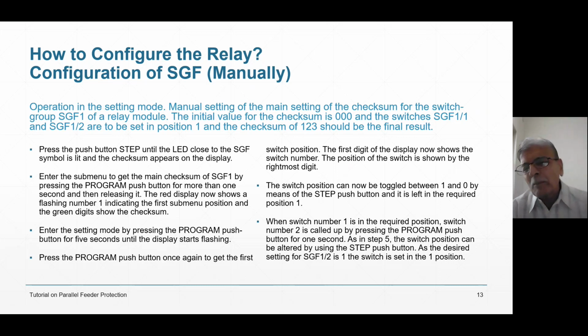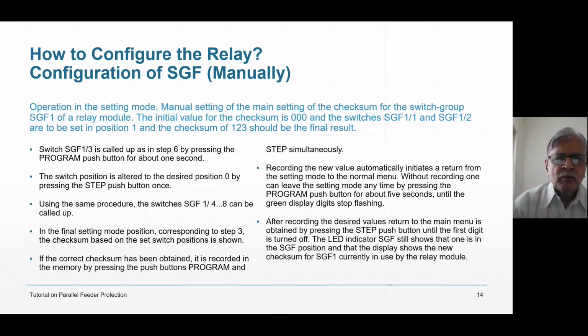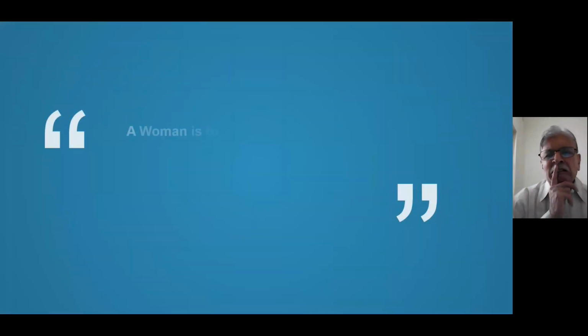But once again, that is cumbersome. If you use a computer, then in the computer you write very inverse, and download it in the relay. The relay will be a very inverse relay. I mean, very user friendly. So once again, I do not read this, but this manual setting mode is available for SGF.